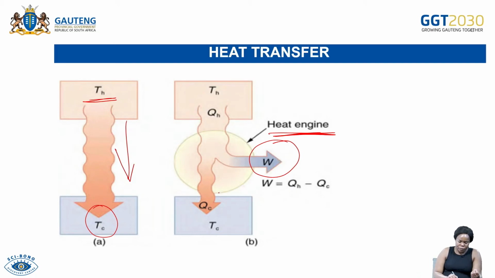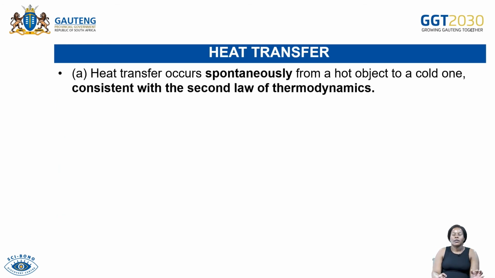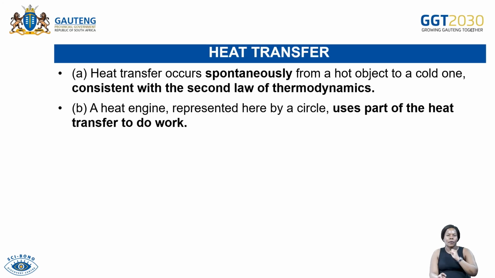And then most of it is going into a cold body, which we refer to as a heat sink. So that is just a more detailed explanation of what that diagram shows us. Figure A shows a spontaneous transfer of heat from a hot object to a cold one, consistent with the second law of thermodynamics. And then B shows a heat engine, presented by a circle, that uses part of the heat that is transferred to do some work.